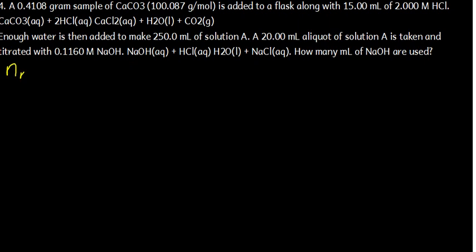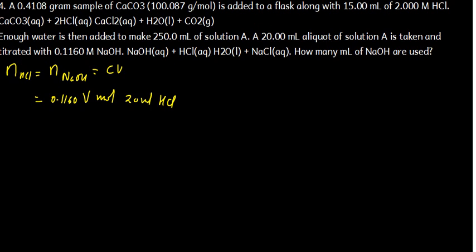So the number of moles of hydrochloric acid is equal to the number of moles of sodium hydroxide, and this is equal to concentration times volume. The concentration for sodium hydroxide is 0.1160. What was the volume of sodium hydroxide? We don't know, so this will give us the moles. These moles of sodium hydroxide are equal to the number of moles of hydrochloric acid. Now remember, that is the hydrochloric acid in the 20 milliliters.